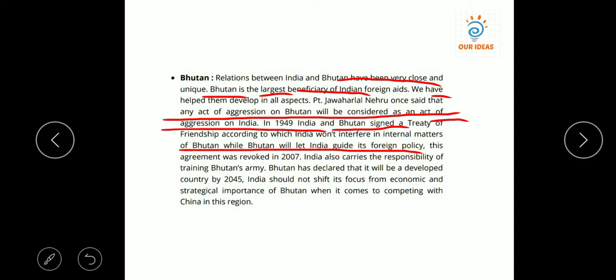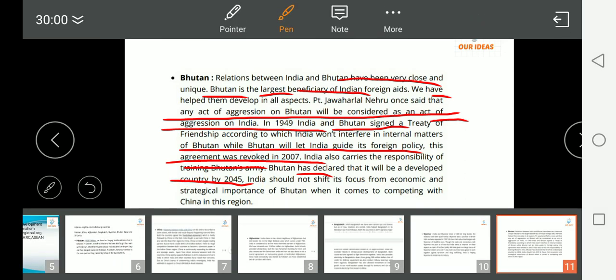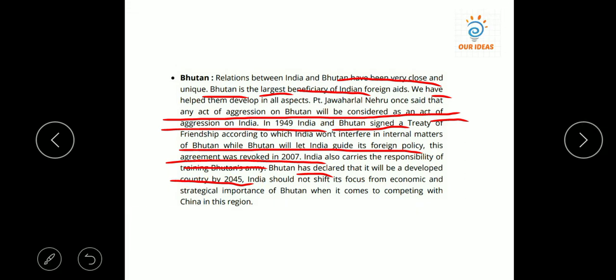But what happened in 2007 is that this was changed, and India can't guide Bhutan's foreign policy. This agreement was revoked in 2007. As I mentioned earlier, India also carries responsibility for training Bhutan's army. Bhutan has declared that it will be a developed country by 2045. India should shift its focus to the economic and strategic importance of Bhutan. And there was another development, the Doklam crisis, which was part of Bhutan, and India intervened in it because China was aggressive towards Bhutan.